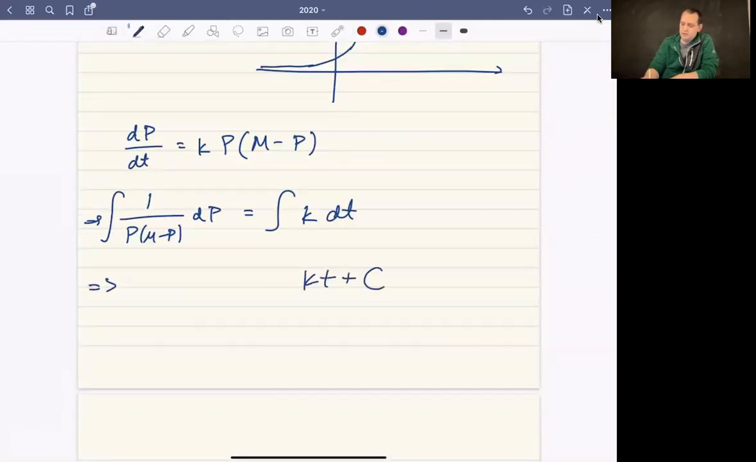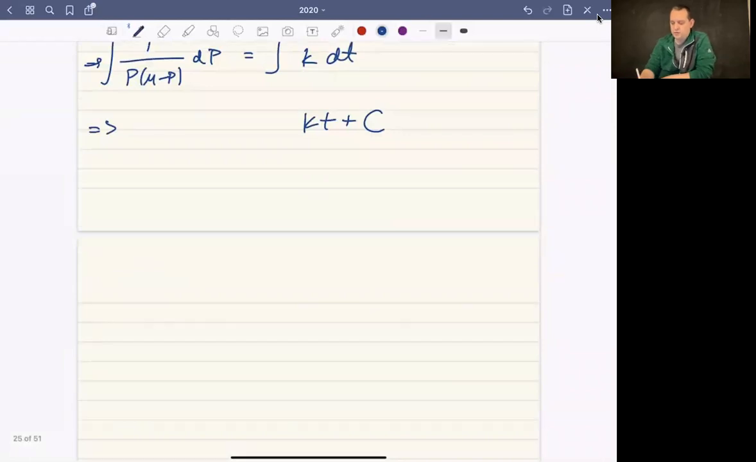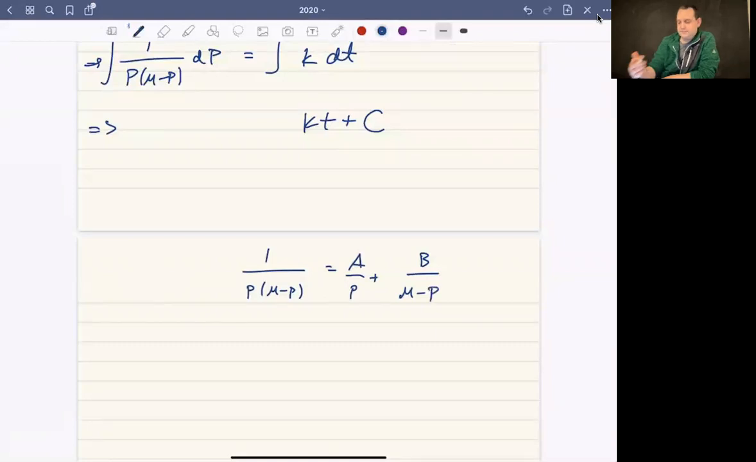And for the integral of the left side, we're going to have to do partial fractions. I think in this case, it's worth actually writing out how to do the partial fractions. If we have 1 over P times M minus P, this would be some constant A over P plus another constant B over M minus P. M, by the way, is a constant.